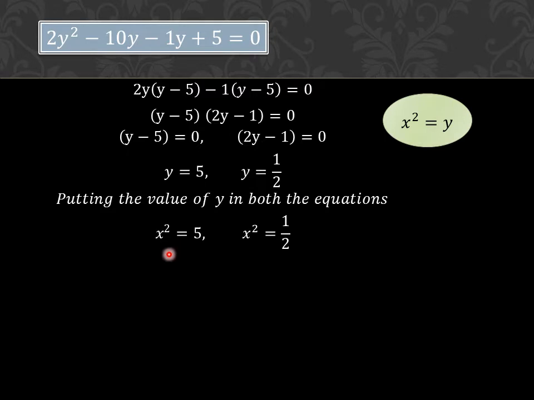Putting the values, we get x^2 equals 5 as it was y equals 5. So I have replaced y with x^2, and here also y will be replaced with x^2. So x^2 equals 1 over 2. Now we must have the answer of x, not x^2. So how can we omit that square? Yes, the method is to take the square root on both sides.